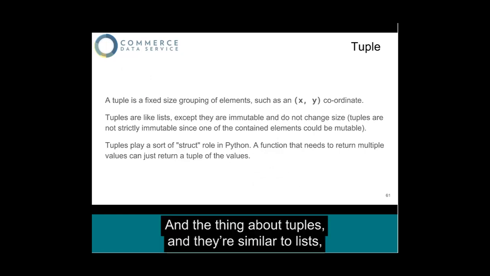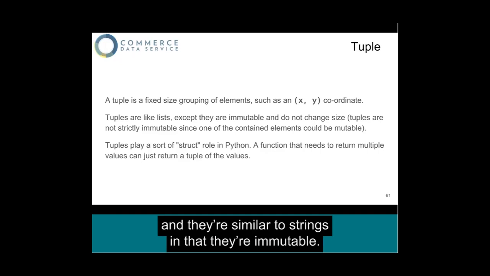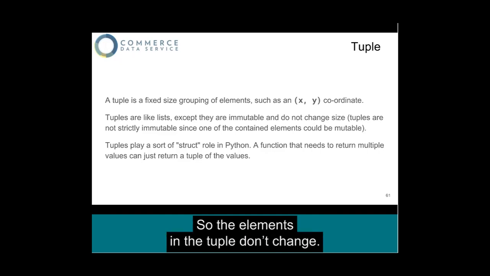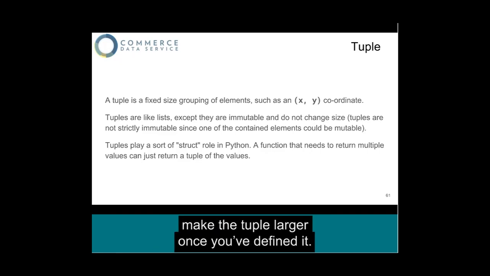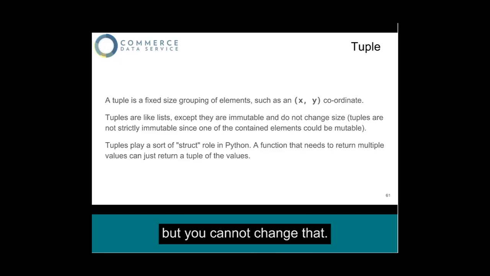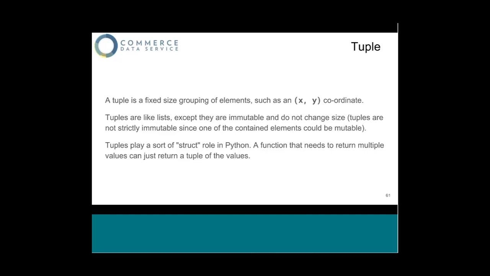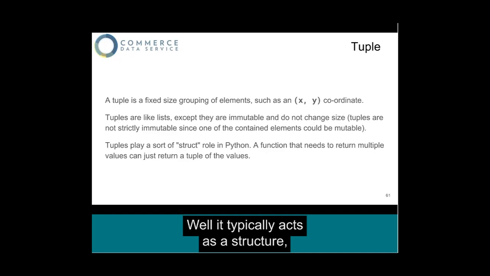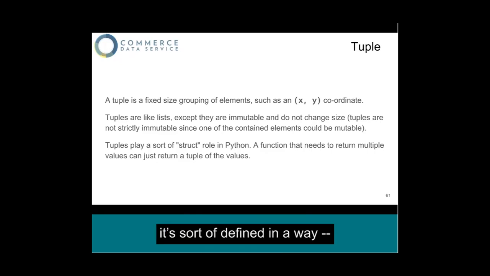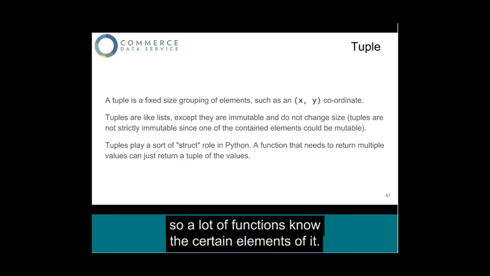Now the thing about tuples, and they're similar to lists, and they're similar to strings in that they're immutable. So the elements in the tuple don't change. You cannot change the size of the tuple. You cannot make the tuple larger once you've defined it. You cannot change that place in memory. You can make a new one, but you cannot change that. So what's useful about a tuple if you can't do anything to it? Well, it typically acts as a structure. It's fixed in a way, so a lot of functions know these certain elements of it.